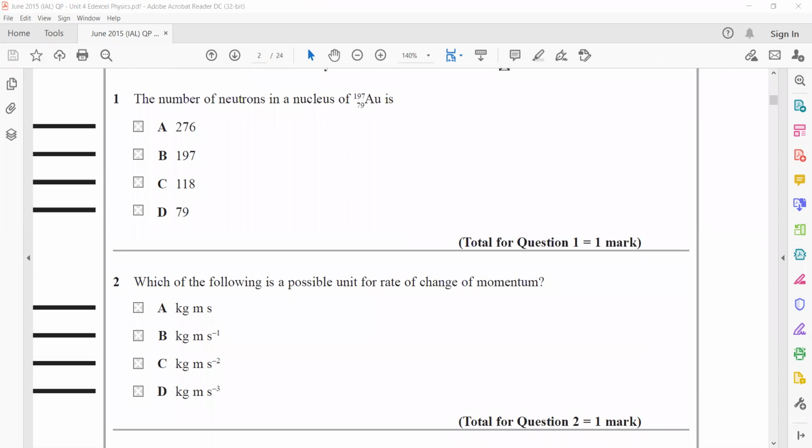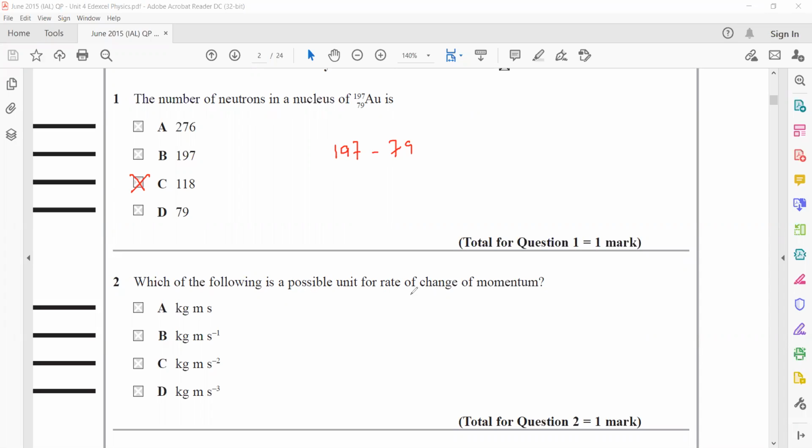In the first question, the number of neutrons in a nucleus of Au-197. How to find the number of neutrons? The nucleon number minus the proton number will give the number of neutrons. So, C is the right answer.